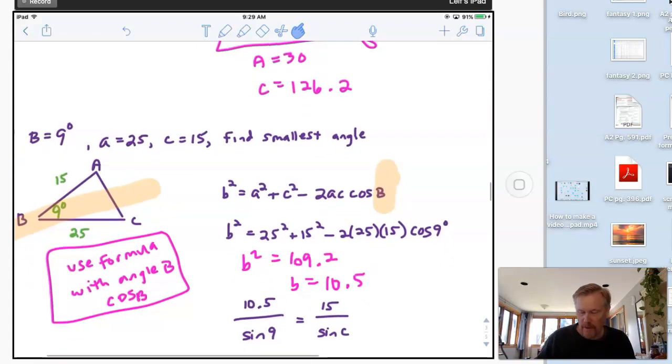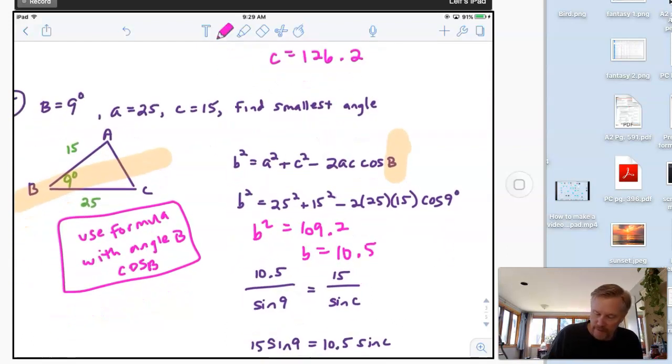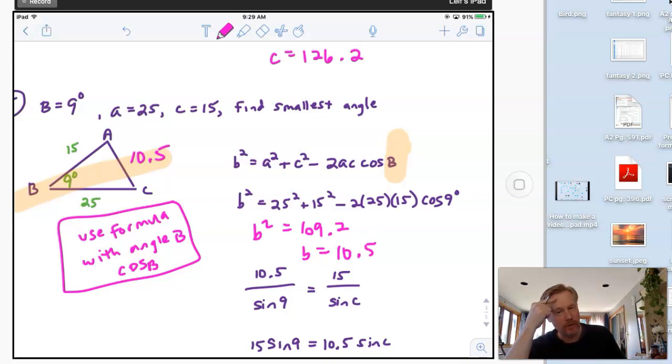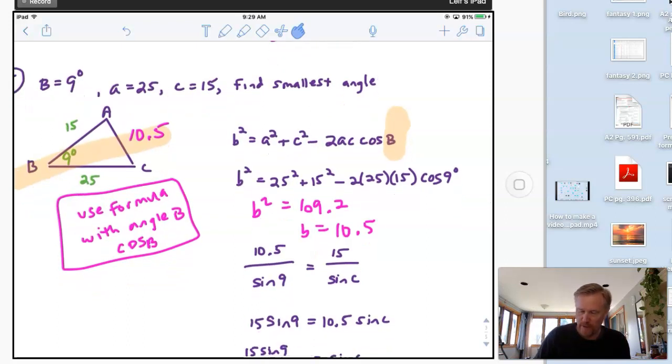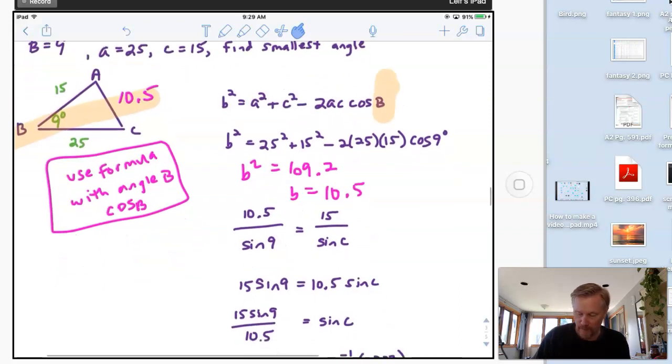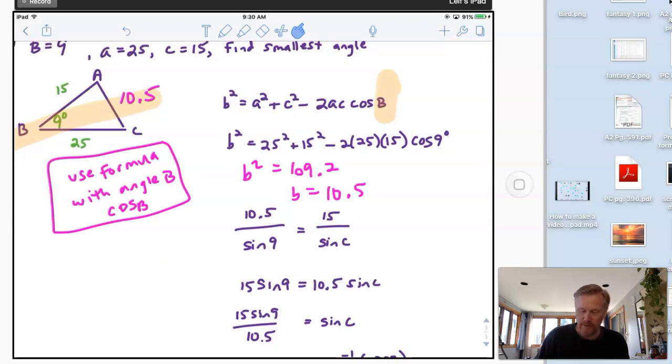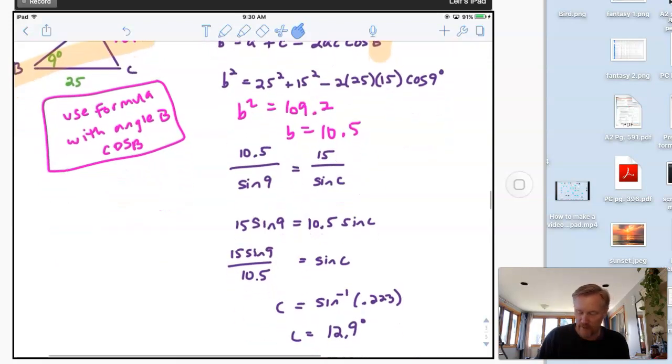Now, once again, I'm doing law of sines after that. Now that I've found this side here is 10.5, I can use the law of sines with the sine of 9 over the 10.5 equals, and now I can find angle C. You could also do it for angle A, whichever. When I do this one for C, I set it up this way. Cross multiply. I get 15 times the sine of 9 equals 10.5 times the sine of C. Therefore, the sine of C will be 15 times the sine of 9 over 10.5. I do the inverse sine for the decimal, and I get angle C is 12.9.